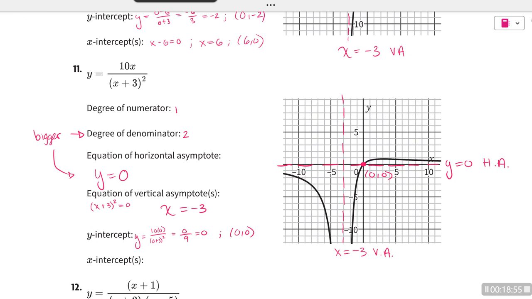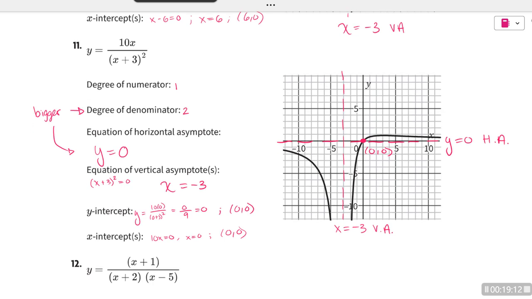That is perfectly okay. So our x-intercept, we take our 10x equal to 0, which gives us x equals 0. So again, we have the point 0, 0 as our x-intercept. So there we have it. That's question 11. All right, let's go down to question 12.